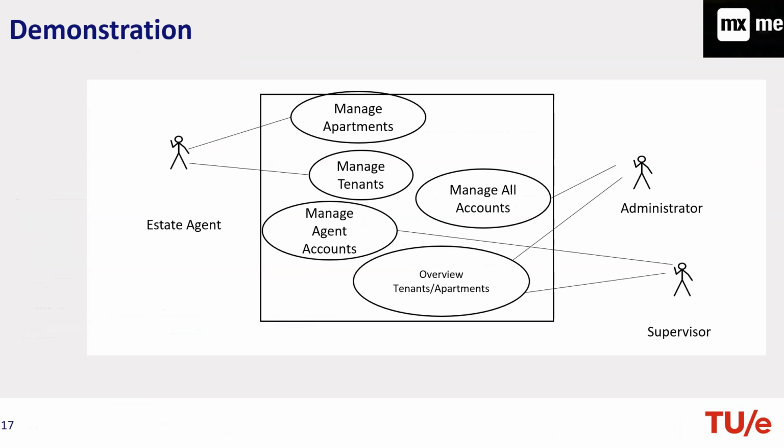Let's configure a production. We will define two main user roles, one for agents, the other for supervisors. We will give different access rules for each role. We will also add permissions to supervisors for creating and managing agent user accounts. We will also add a third administrator user role that can create and manage all accounts and overview apartments and tenants just like supervisors do.